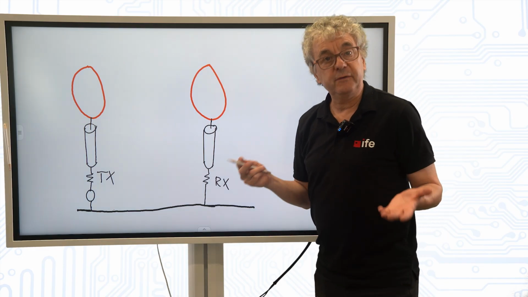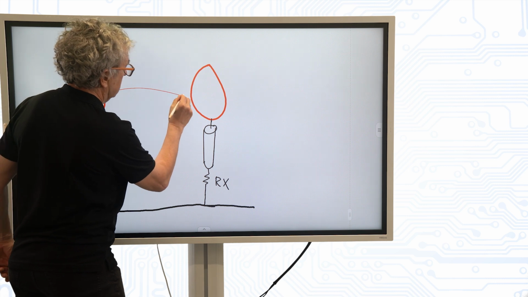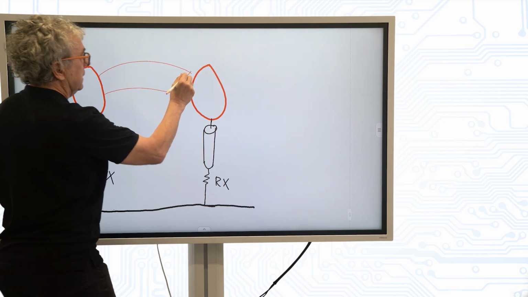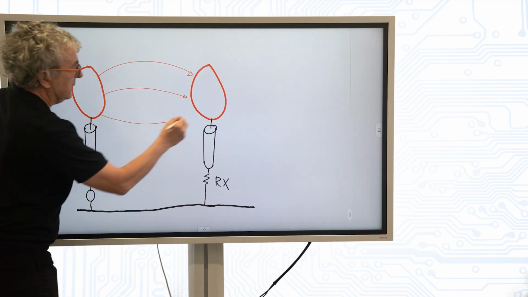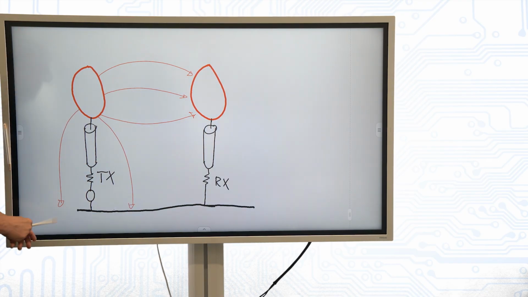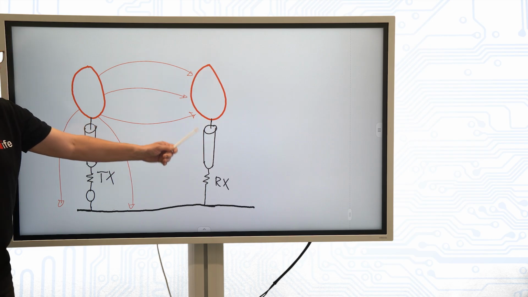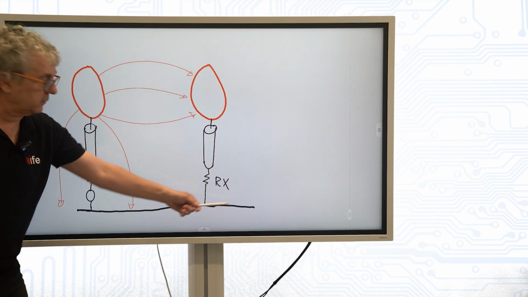If we draw some electric field lines in, we'll have field lines connecting one side with the other. And of course there's a voltage on here, so we have some field lines going to ground. This side is terminated with 50 ohms, so the voltage is very, very small, so we pretty much have no field lines going to ground.